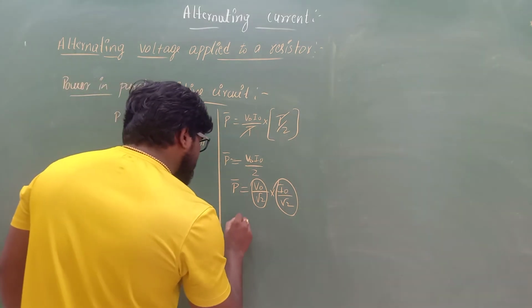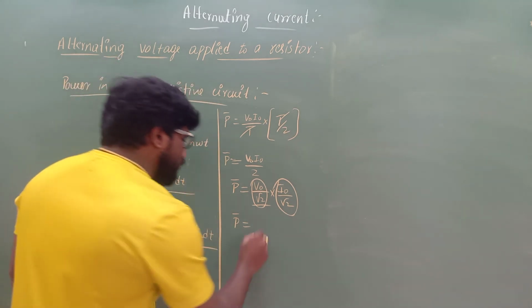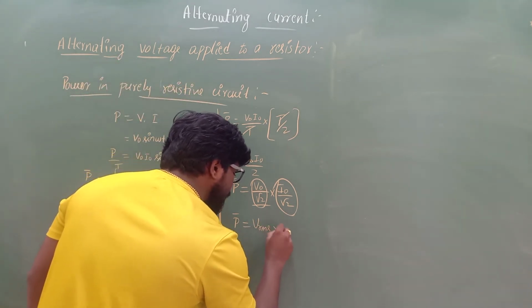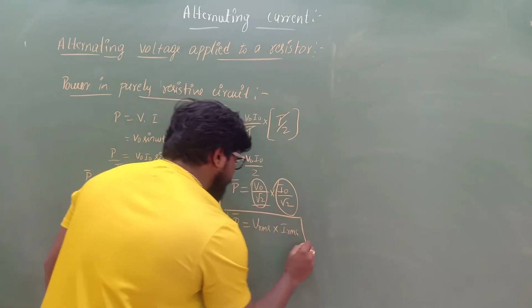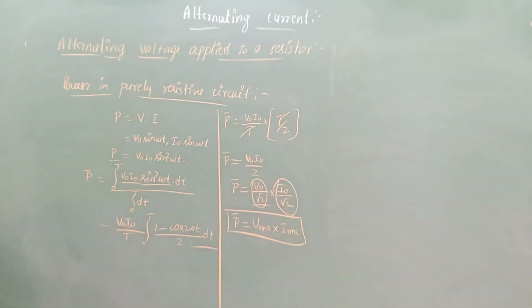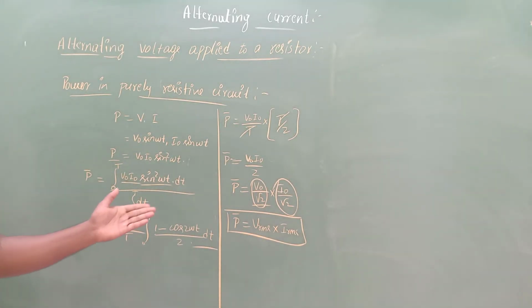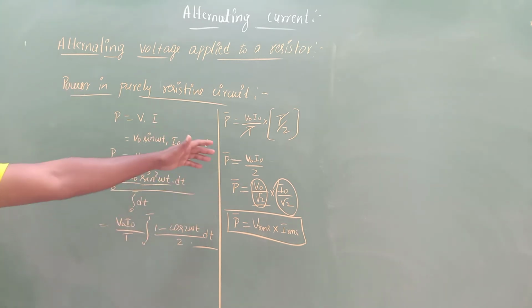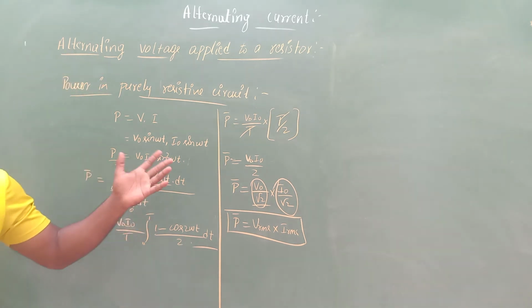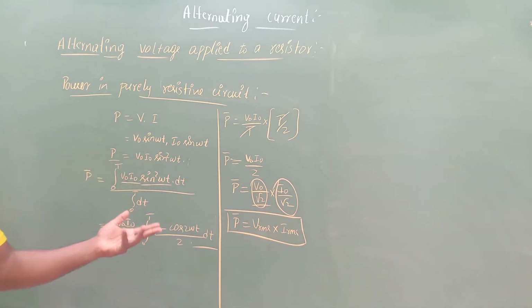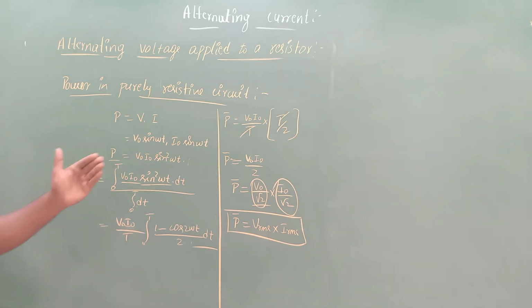So that is given as P bar is equal to V naught by root 2 times I naught by root 2, which is V RMS into I RMS. So if you take the product of the RMS value of voltage and current, you will get the average power dissipated in this circuit, that is a purely resistive circuit. Because there is no other term, we are not using any inductors or capacitors here, correct? So we are using only a resistor.